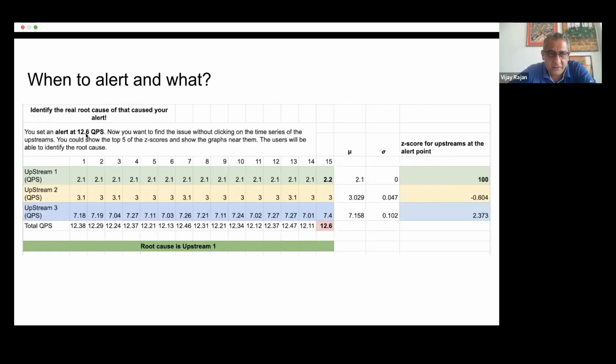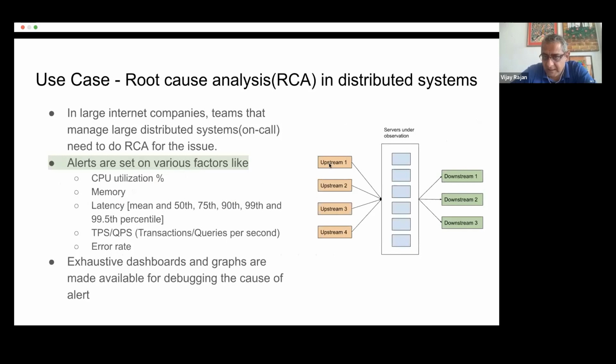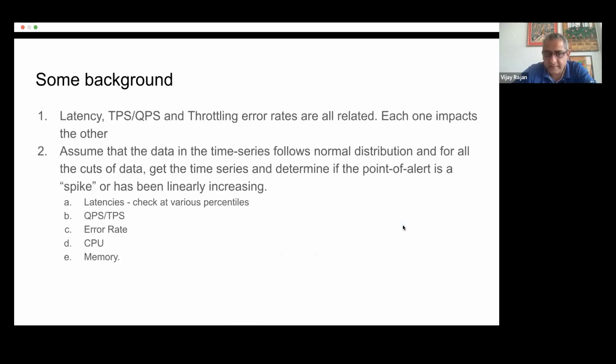So you set an alert for 12.6 QPS, and you have upstream 1, upstream 2, and upstream 3. So briefly, what is an upstream? Upstreams are those systems calling your system, and this is your system under observation. And you got an alert of greater than 12.6 QPS.